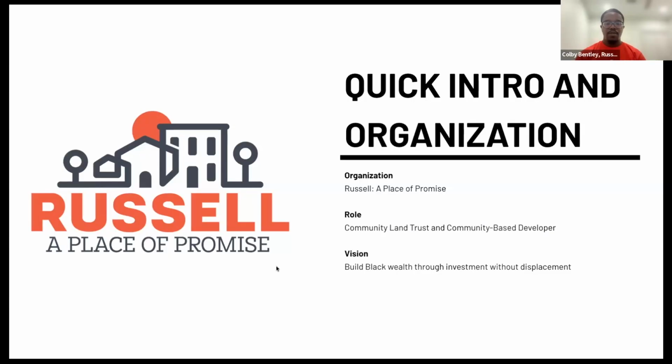So just to give you some background, Russell Place of Promise is a community land trust. I also view us as a community-based developer as well, because in everything that we do, we include the community in our decision-making. Our focus is investing in the people and the places that make the historical Black Russell neighborhood special. And our vision is very clear. We want to build Black wealth through investment without displacement. And that means the land stays connected to the community benefit, not just market focus. Next slide, please.